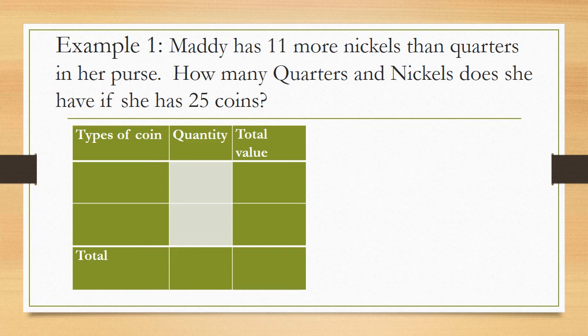So in this problem, we have two kinds of coins. We have nickels and we have quarters. So I'm going to put these two types of coins in the table. I know that each nickel is 5 cents and each quarter is 25 cents. Now, the second thing is to translate whatever information I have in the word problem into mathematical expressions that I can use to write an equation.